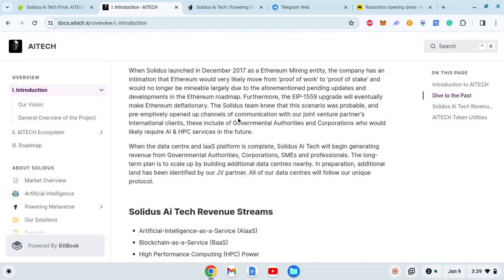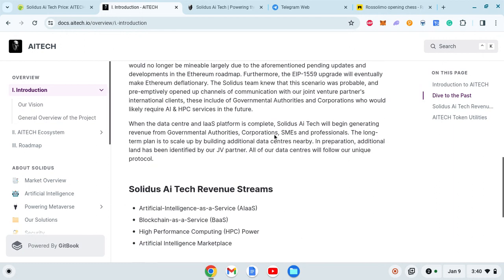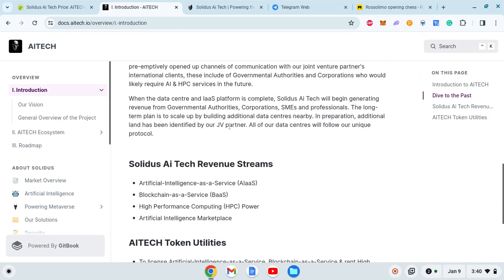and preemptively opened up channels of communication with our joint venture partners and international clients. This includes governmental authorities and corporations who would likely require AI and HPC services in the future. When the data center and infrastructure as a service platform is complete, Solidus AI Tech will begin generating revenue from governmental authorities, corporations, SMEs, and professionals. The long-term plan is to scale up by building additional data centers nearby. In preparation, additional land has been identified by our joint venture partners. All of our data centers will follow our unique protocol.